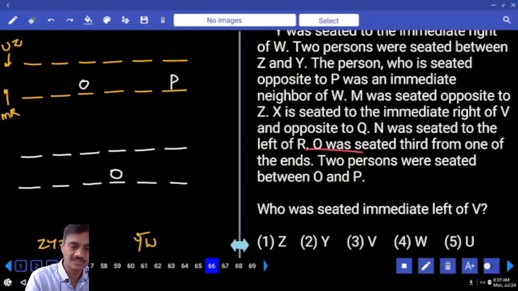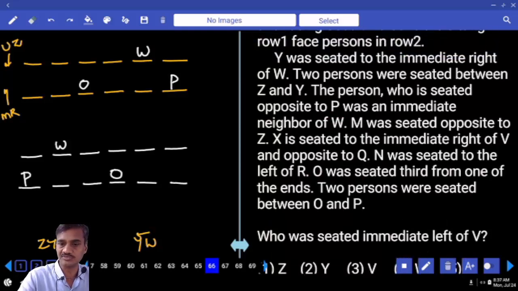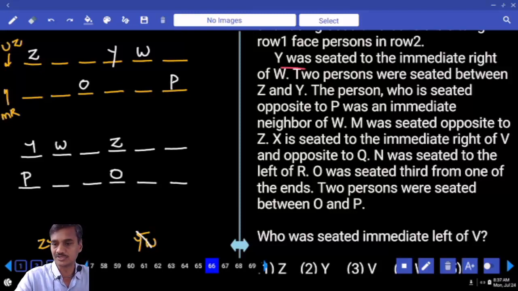Now P is here, in this case P is at this place. The person opposite to P is an immediate neighbor of W, so W must be here. Y is to the immediate right of W, so in this case Y is here, and in the other case Y is here. There are 2 persons in between Y and Z, which must be here, and in the other case also here.